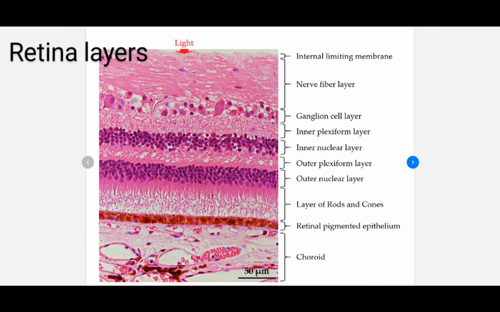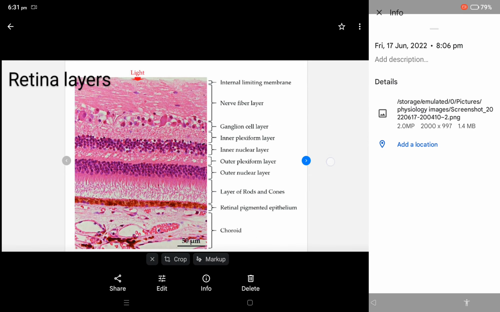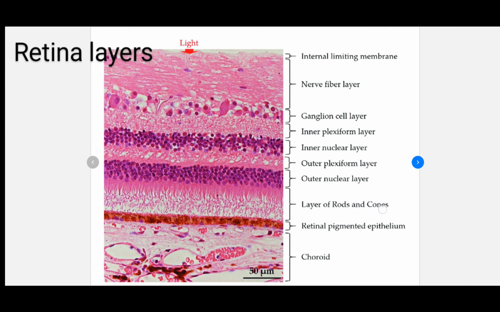Then we have the retinal layers. Retinal layers from inside to outside we will be studying. First, we have the internal limiting membrane, then the nerve fiber layer, then the ganglion cell layer, then the inner plexiform layer, then the inner nuclear layer, then outer plexiform, outer nuclear, layer of rods and cones, retinal pigment epithelium, and on the outermost side we have the choroid. After the choroid we will have the sclera.